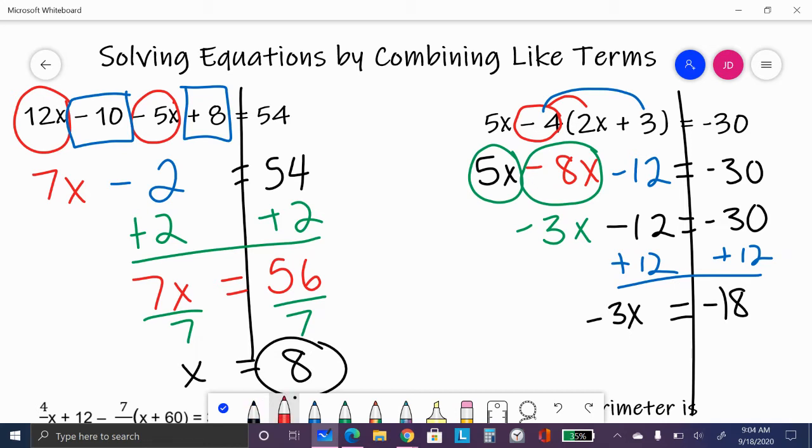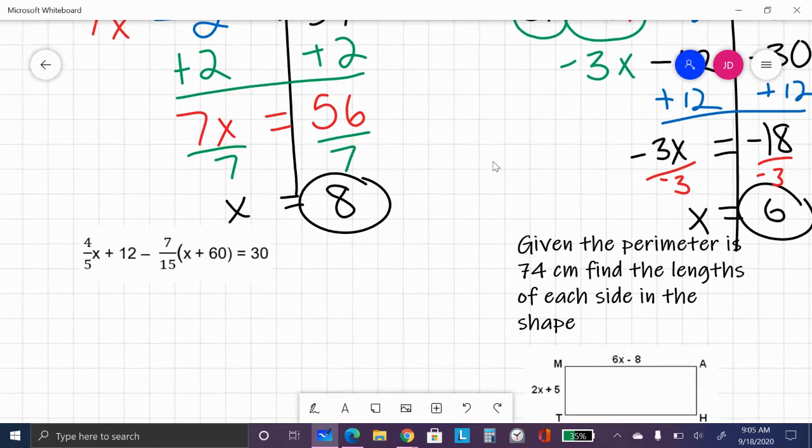Divide both sides by negative 3, and you get x is positive 6. Negative 18 divided by negative 3 is positive 6. So the only difference with this one is we had to distribute first. We had to multiply the coefficient out in front by the coefficients and constants inside of the parentheses. All right, let's take a look at a couple more.